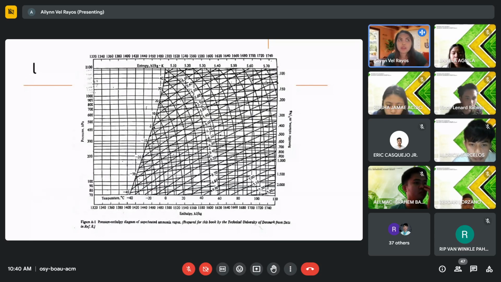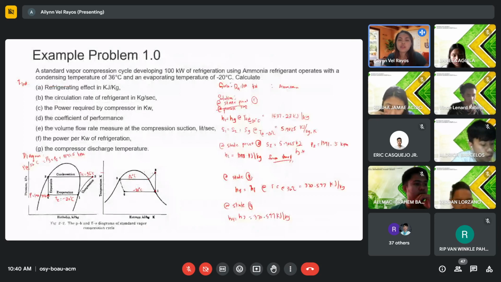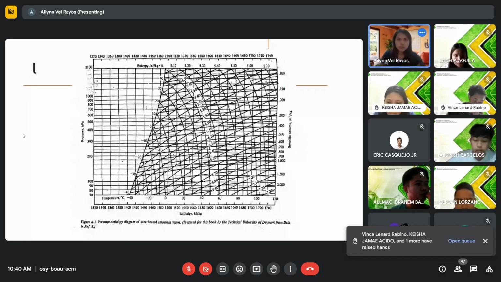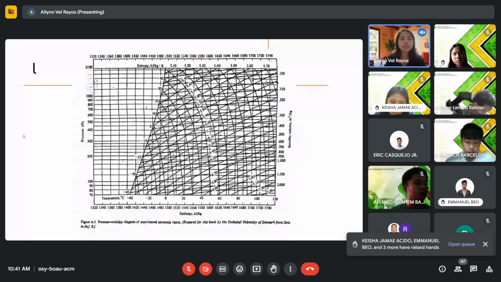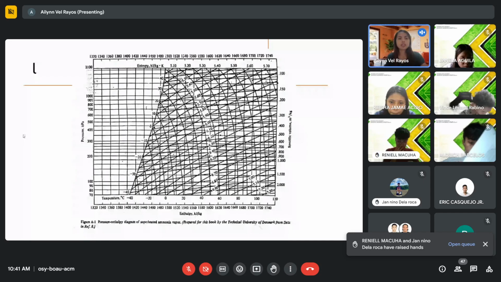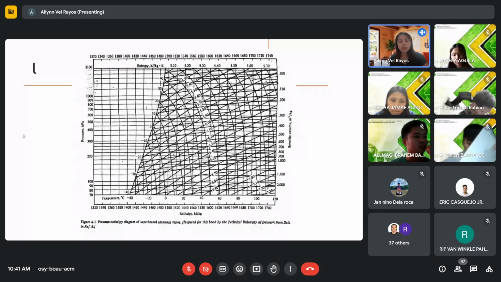Pero hahanap tayo ng word para mas kita natin yung chart natin. So, sa chart natin, ito. Lahat ba isang dito ng chart na to? Pataasan mo ako ng kamay. So, paano natin titingnan? Or paano tayo magbabasa ng chart? So, ito ay pH. Superheated.